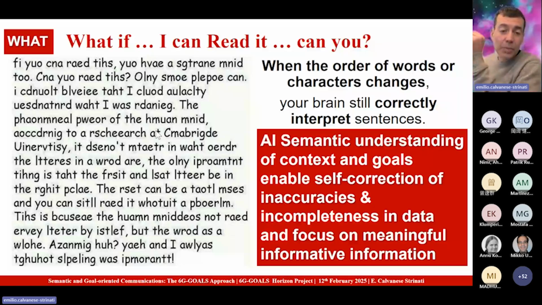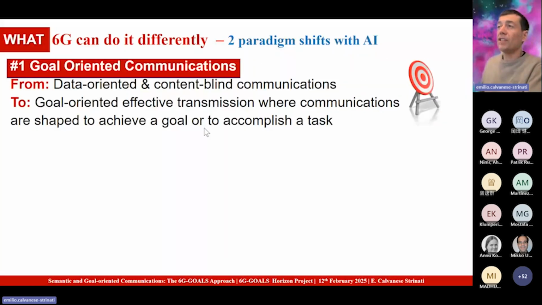So this project is based on two major paradigm shifts for 6G. First of all, what we call goal-oriented communication, where we come from a blind, data-oriented communication approach to a goal-oriented, effective transmission, where the communication is shaped to achieve a goal and accomplish a task. For example, we can tune the quantization precision of the system, because sometimes you don't need to be that precise in terms of the goal of your communication. So you can protect, select, and filter differently depending on the task.